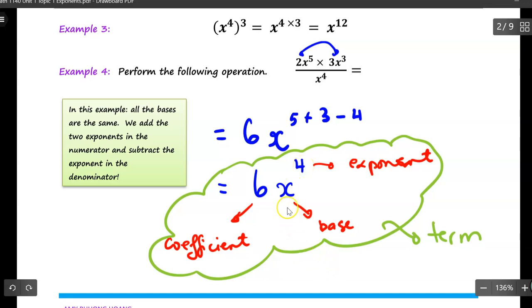So if I ask you what is the term, then you can say the entire result is considered a term. But if I ask you for the coefficient, you know the coefficient is the number 6. If I ask you for the exponent, then it is 4. The base in this case remains as the x.